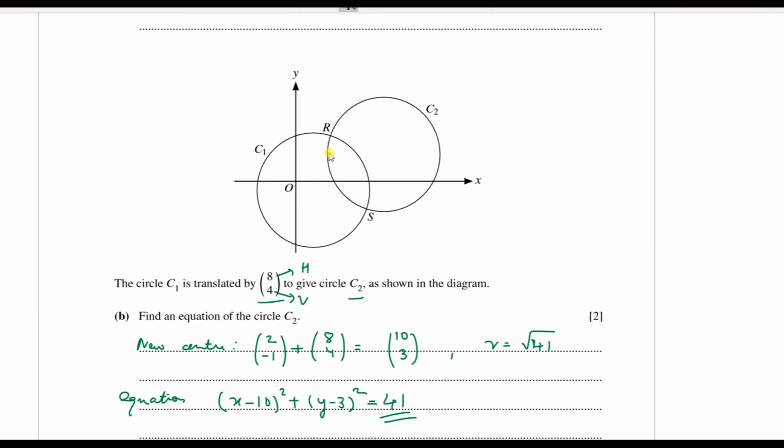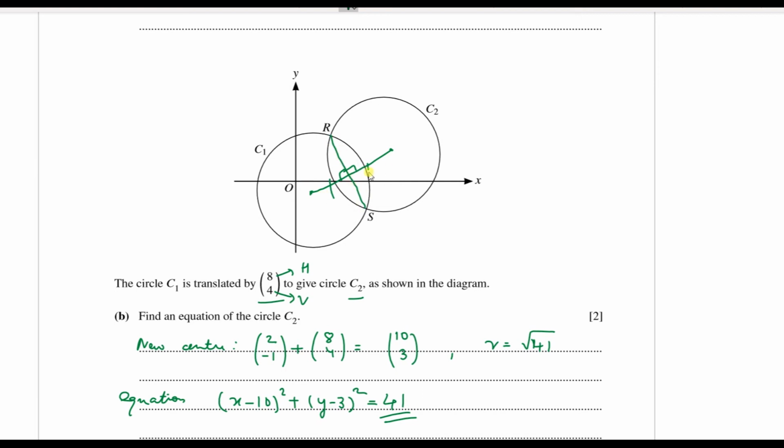So what is RS? We can see from here that these circles have the same radius. If we join the two centers, then this line RS will be perpendicular to it, and we can say that RS will be the perpendicular bisector, meaning these two parts are going to be equal, and hence this is the perpendicular bisector of the line joining the two centers. So we need to find the equation of the perpendicular bisector of the line joining the centers.